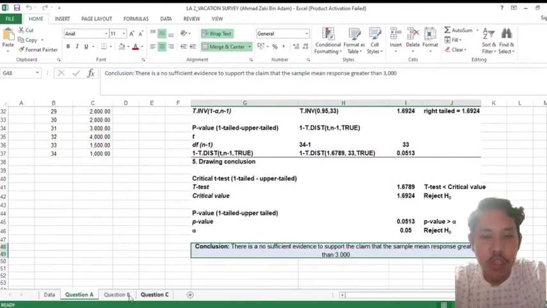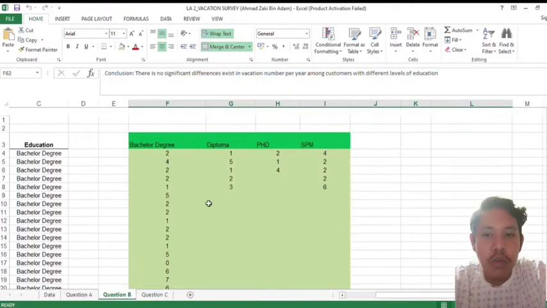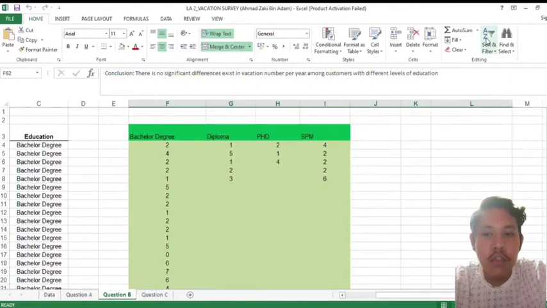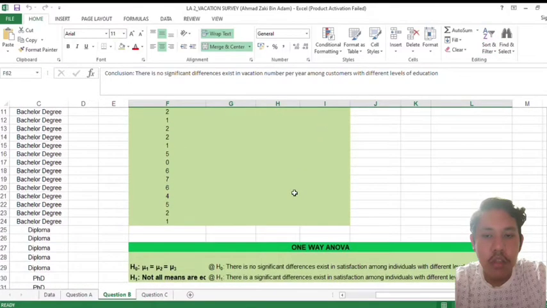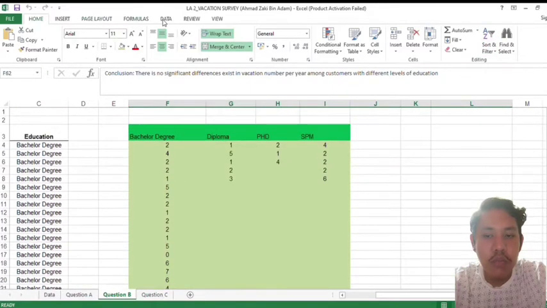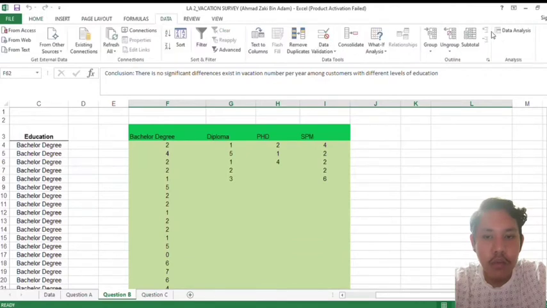Next, for question B, we need to determine whether any significant differences exist in vacation number per year among customers with different levels of education. First, we need to sort the education data and make a new table for it. Then, we go to Data on the ribbon and click Data Analysis. Choose ANOVA single factor, put the input range and tick labels in first row.